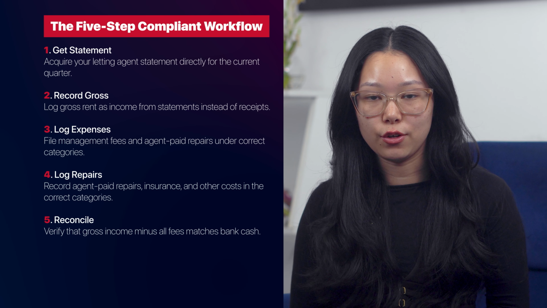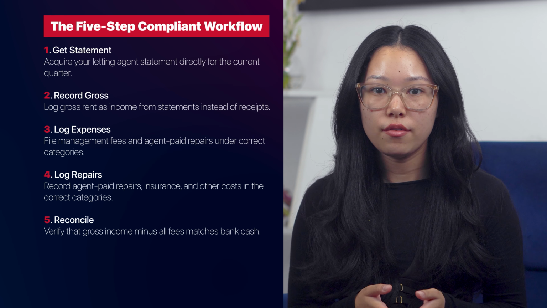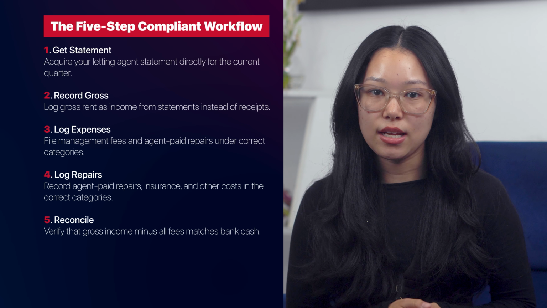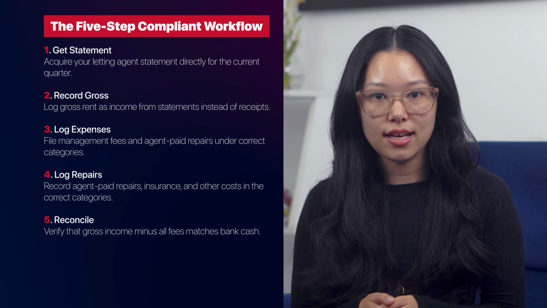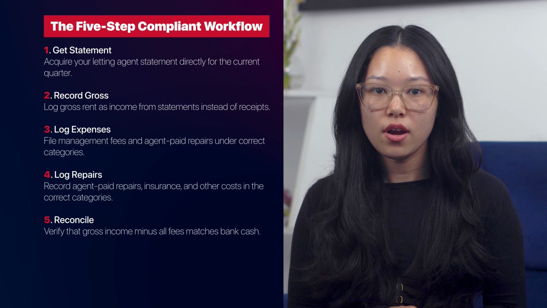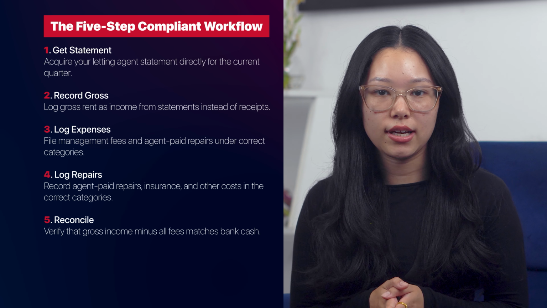So here's the workflow. Step 1. Get the agent statement for the period. Step 2. Record the gross rent as income from the statement, not the bank receipt. Step 3. Record the management fee as an expense under legal, management and other professional fees. Step 4. Record any agent-paid repairs, insurance or other costs in their own correct categories.